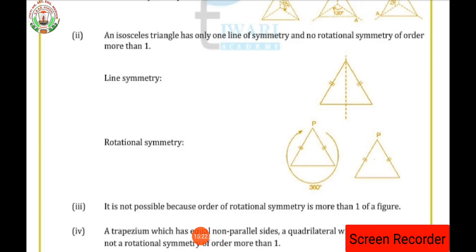14.3, question number 1 and 2. In the next video we are going to see question number 3, 4, 5, 6 and 7 solutions.